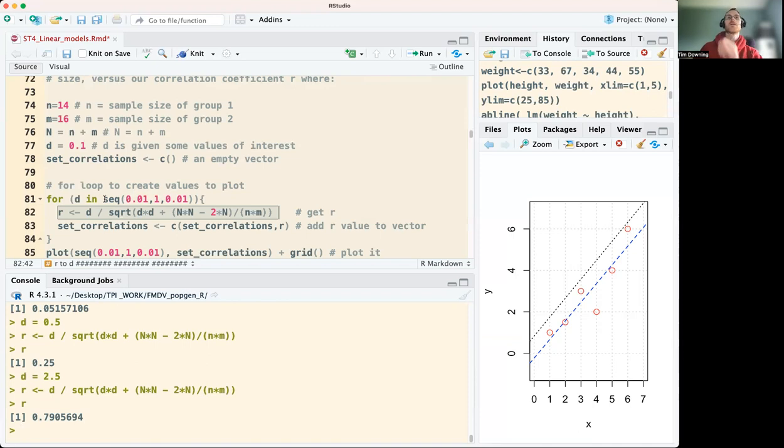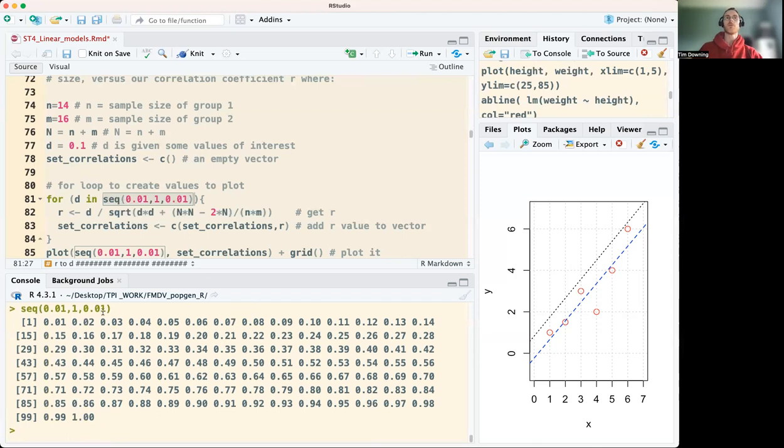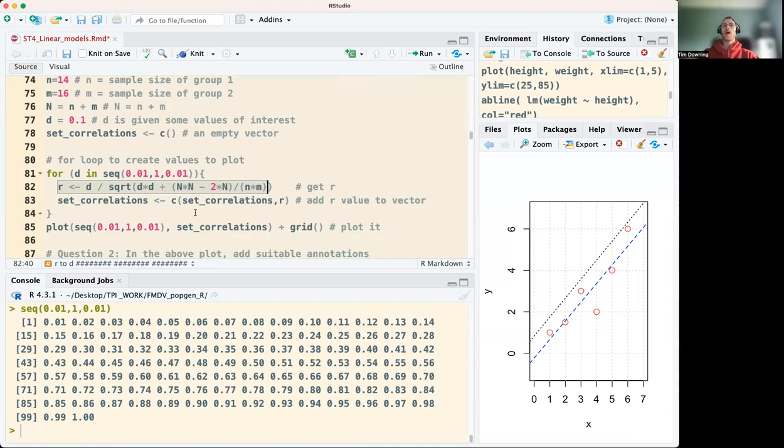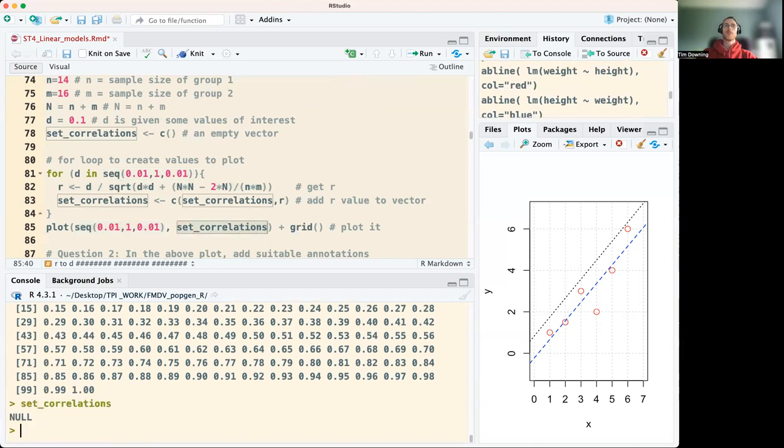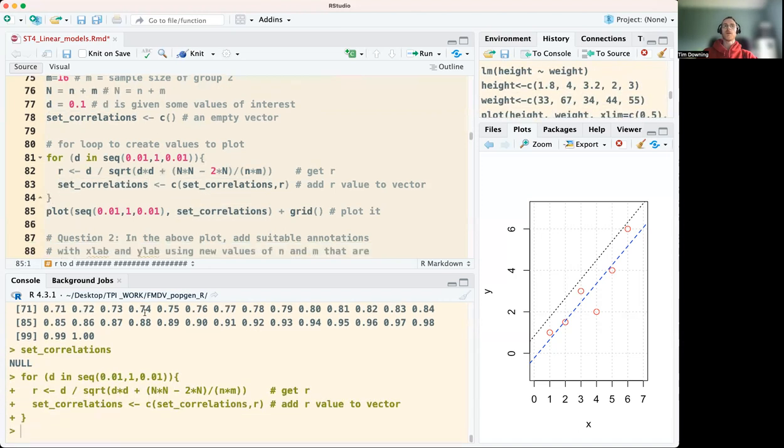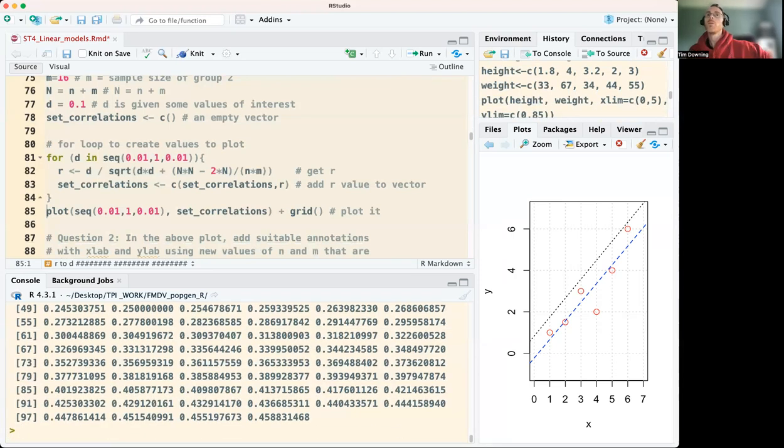So what we can do in this for loop is count the values going from 0.01 to 1 in increments of 0.01, because that graphically will look nice. And we're submitting these values of d to this function r. We're storing these values in the set correlations r vector, and then we're going to plot them. So we're plotting these values against set correlations, and that's currently empty. So if we run this loop, we'll then find that we have lots of values in set correlations. We can see it there, and then we can plot them and add a grid and other things if we wish to do so.